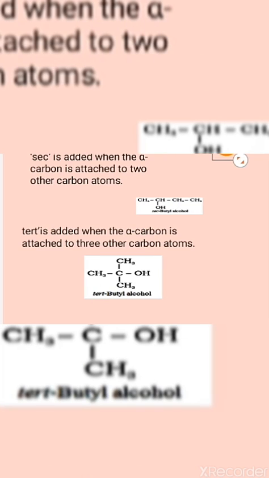As we already discussed in classification, secondary alcohol, or the sec word, is to be added when the alpha carbon is bonded from two sides with other carbon atoms. It means the OH group is present at the carbon which is connected with two more carbon atoms from two sides. In the same way tertiary alcohol: the carbon is tertiary in nature, bonded with three carbon atoms from three different sides, and on that carbon the hydroxyl group is there.